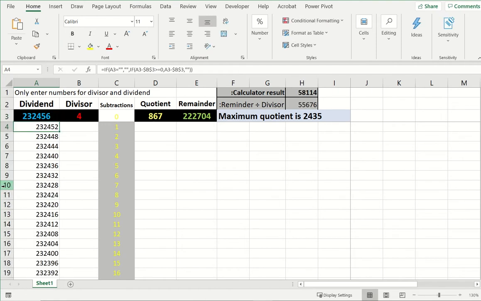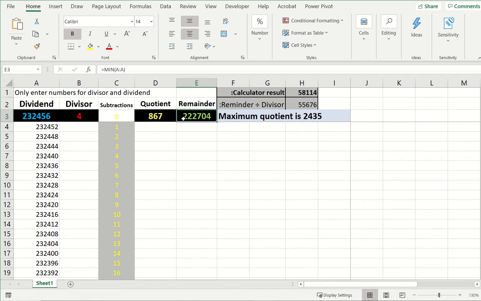232456. And whoa, you can see that it's saying it's 867 as well. Well, that doesn't make sense, does it? But have a look at the remainder. So 867 times 4, when that's subtracted from this big number here, we're left with this much of a remainder. Looks like my quotient maximum is 867 here.